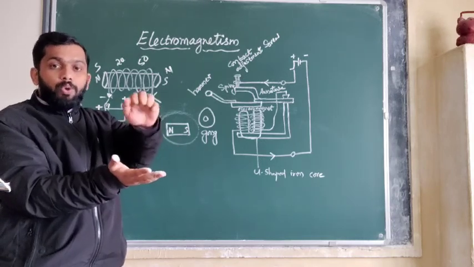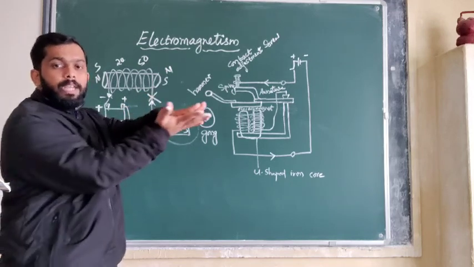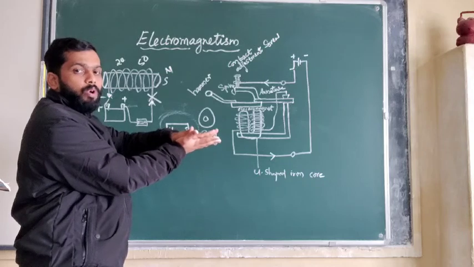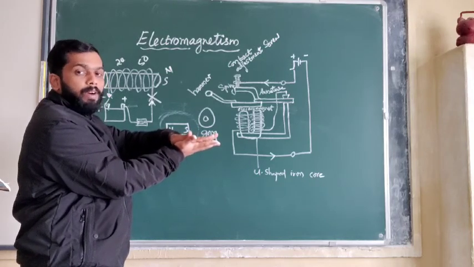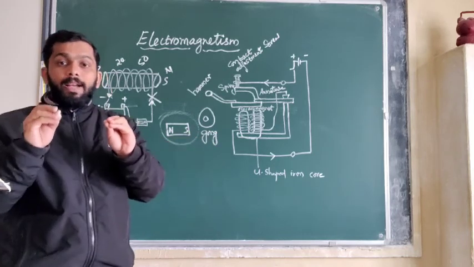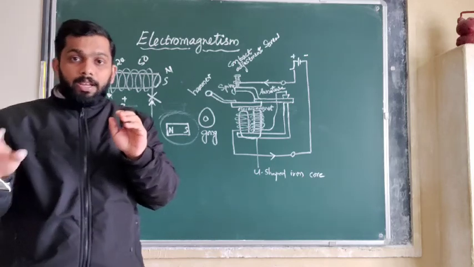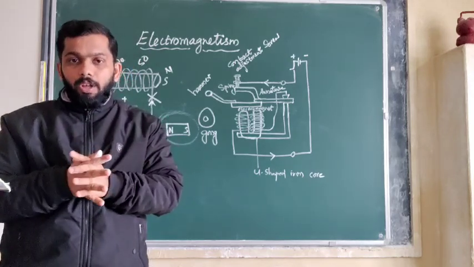When the current is passing, it acts as a very strong electromagnet. The magnetic material will be stuck, and this will be taken to one side. The driver then switches off, and suddenly the magnetism vanishes, the attractive property vanishes, and this magnetic material falls down. So the magnetic materials can be separated from the non-magnetic material by using an electromagnet.